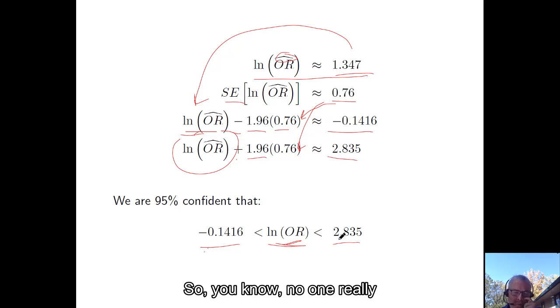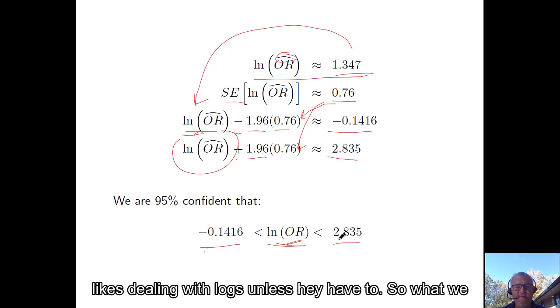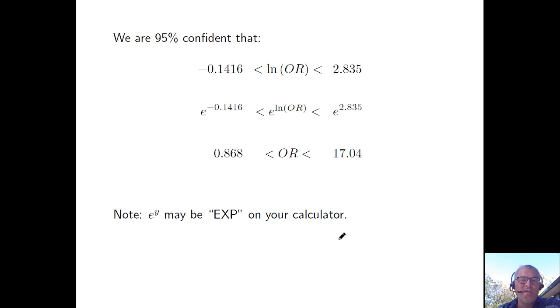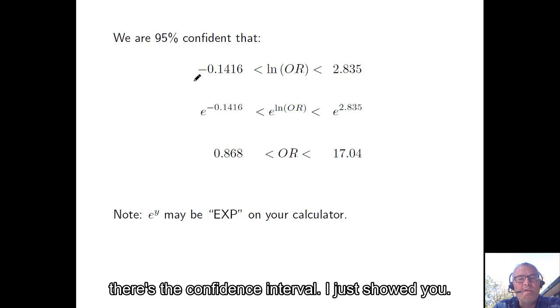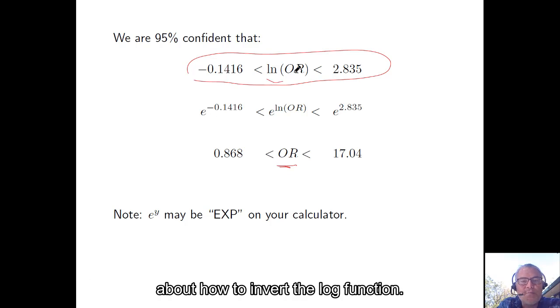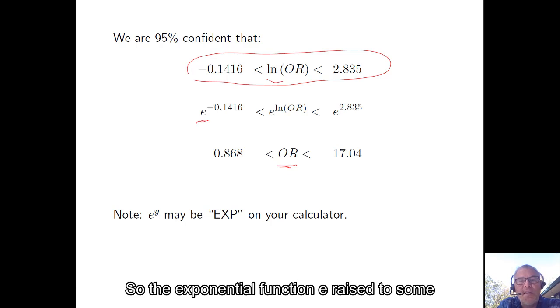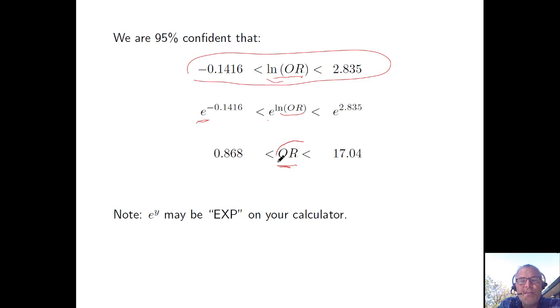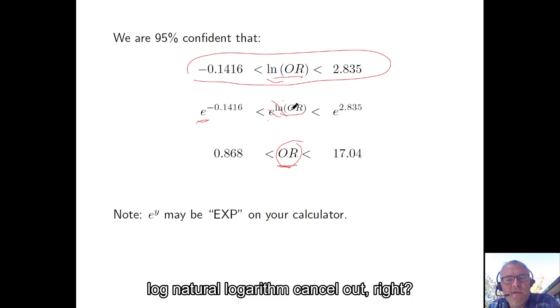No one really likes dealing with logs unless they have to, so what we would often do is express that in terms of the odds ratio to be more friendly to our readers. So there's the confidence interval I just showed you. Well, if we want to put it in terms of the odds ratio, we can think about how to invert the log function. The exponential function, e raised to some power, is the inverse of the log function. So if we take e to the power log OR, we just get OR because the e and the natural logarithm cancel out, right?